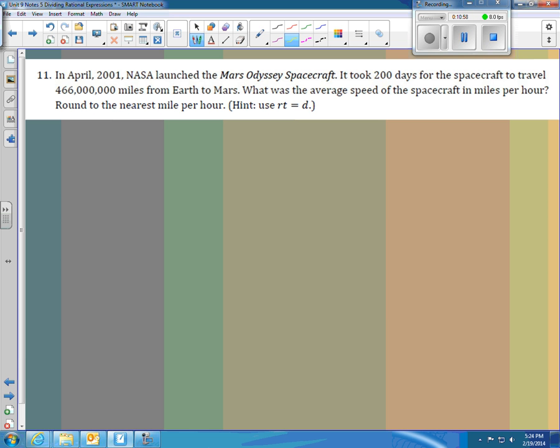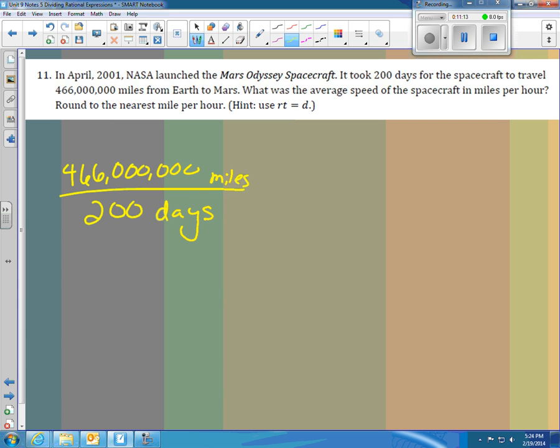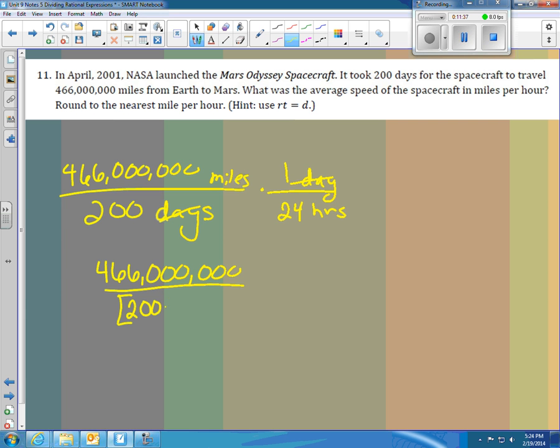Okay, so we traveled 466 million miles in 200 days. And we want this left in miles per hour. So miles I'm going to leave, but I actually want to make days into hours. So 1 day is 24 hours. Remember seeing this before? We can cross off our day label, and our answer is going to be in miles per hour. Great. So take your 466 million and then divide it by, now make sure you do this in parentheses, 200 times 24. Go ahead.